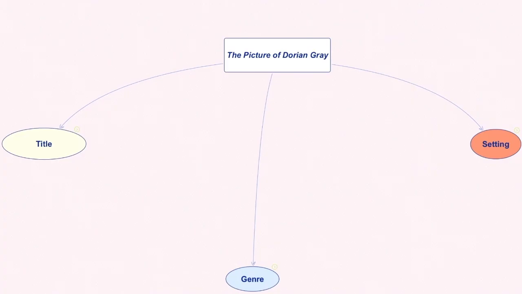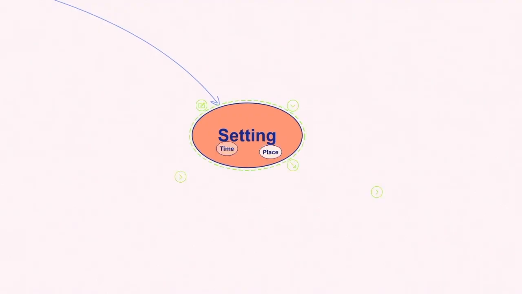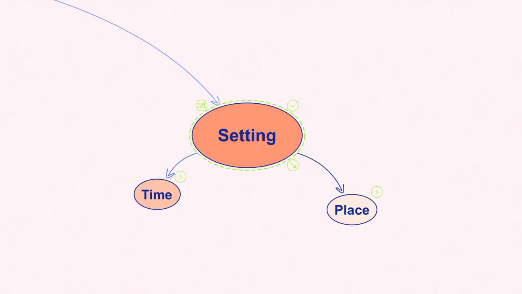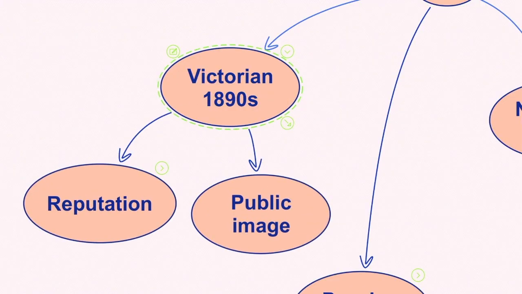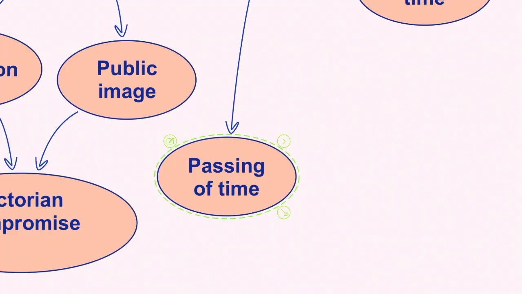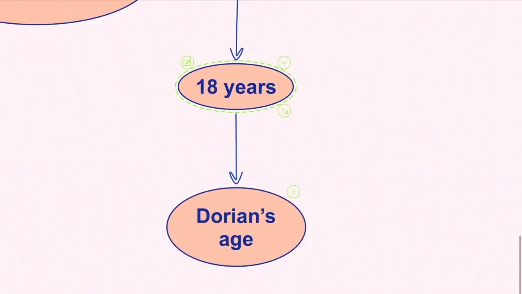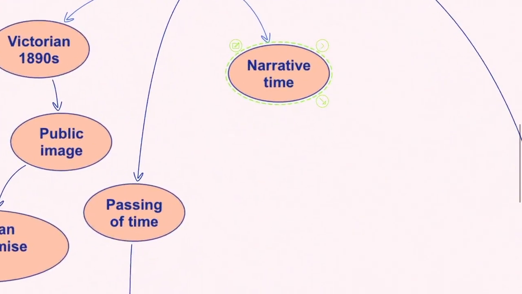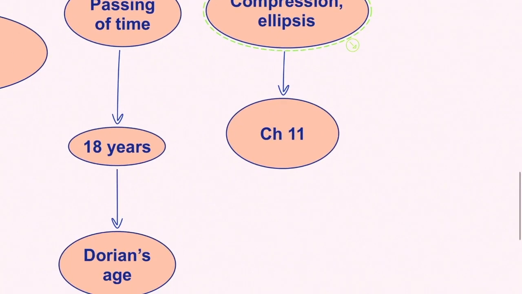Finally, move to the right for your mind map. Draw a branch flowing down and to the right. Label it setting. Divide the space beneath it into two zones, time on the left and place on the right. For the setting in time, draw 3 branches. Branch 1 with Victorian 1890s and the keywords reputation and public image, and underneath it, Victorian compromise. In branch 2 is devoted to the passing of time, 18 years span. Note Dorian's age, 20 to 38. Branch 3 analyzes narrative time. The keywords are compression, ellipsis, and chapter 11, bridge.